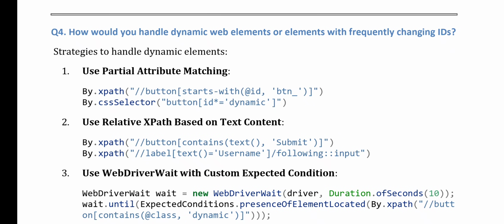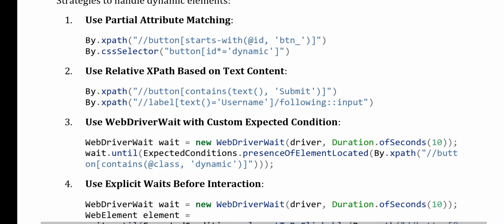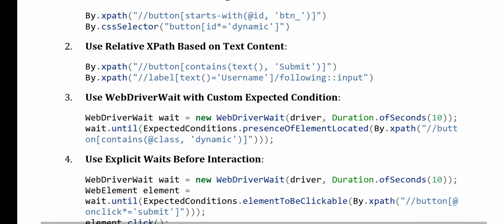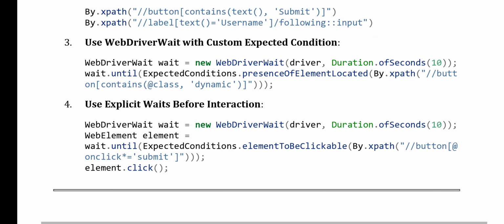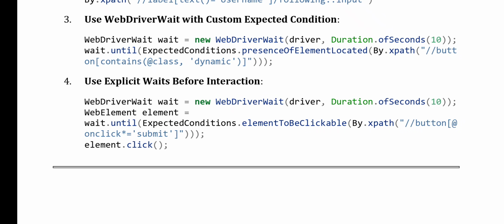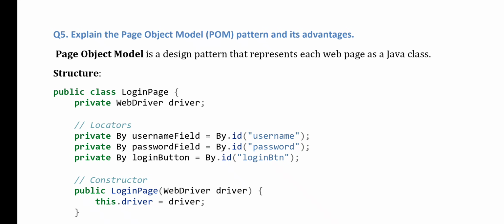How would you handle dynamic web elements or elements with frequently changing IDs? This is a scenario-based interview question, where you can do that by using partial attribute matching, by using a relative XPath based on text content, by using a WebDriver wait with custom expected conditions, and by using explicit waits before the interaction with the element.